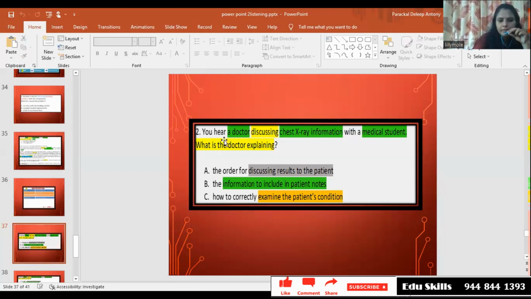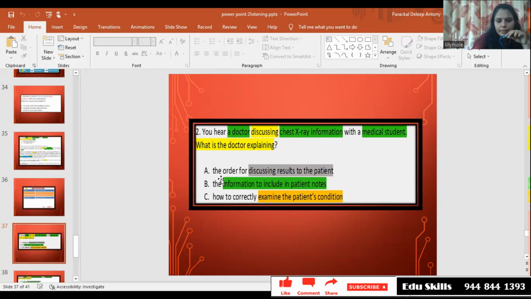Okay. You see who is speaking here? A doctor. What is he discussing? The chest X-ray information. The topic is chest X-ray information. To whom is he speaking? A medical student. So the topic will be the chest X-ray information and the doctor is discussing it. So the question is, what is the doctor explaining? The doctor is explaining something about the chest X-ray information.